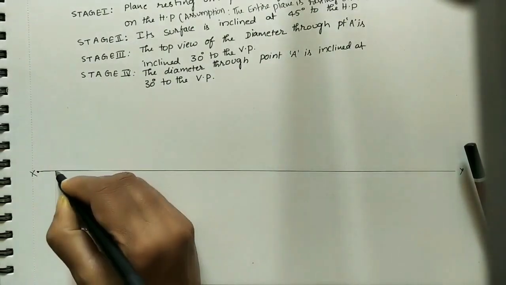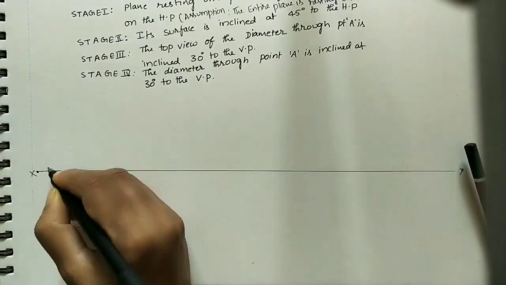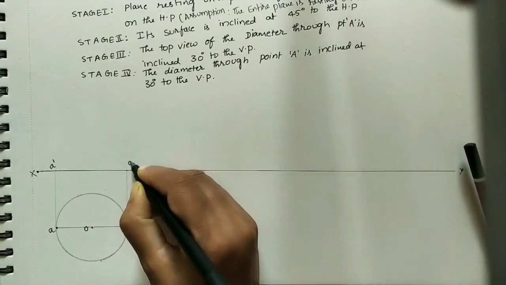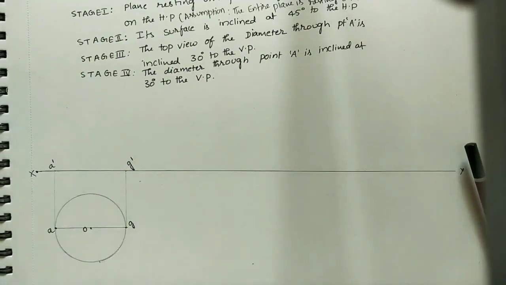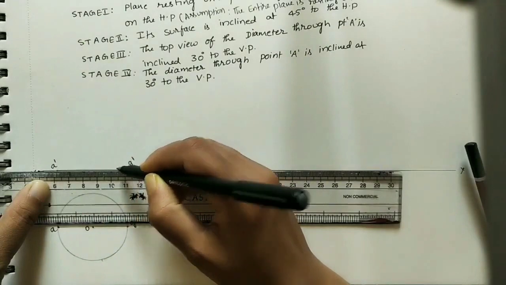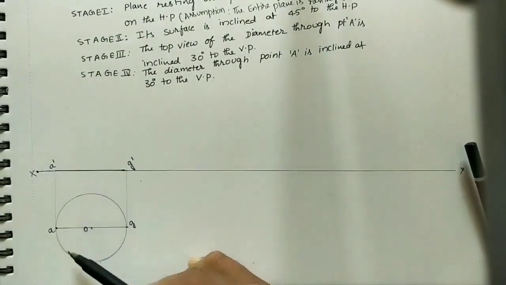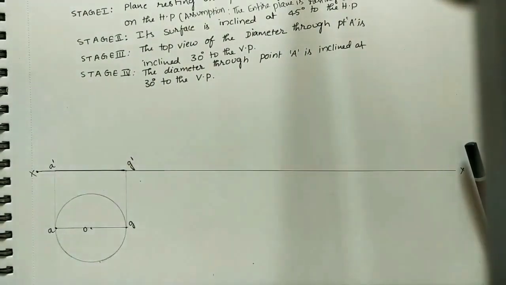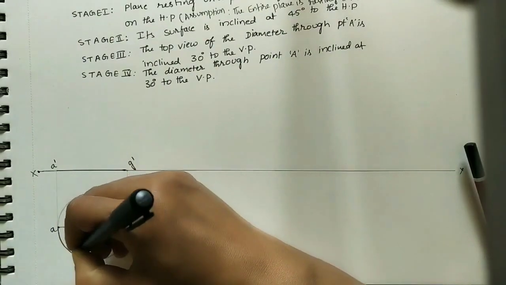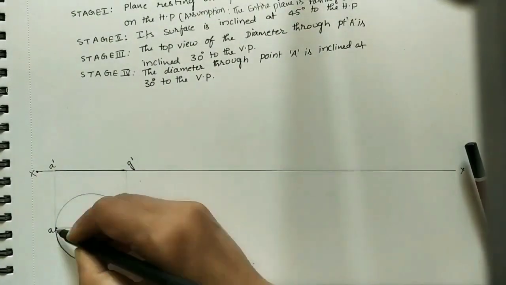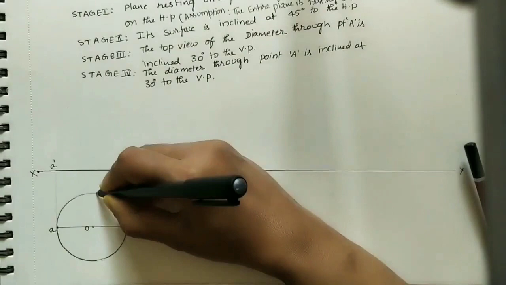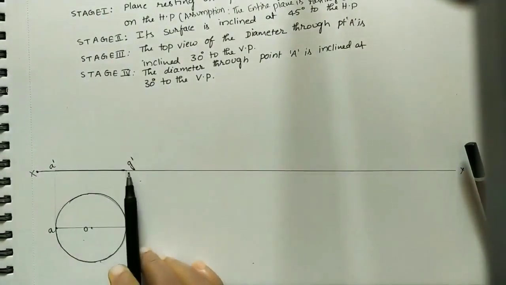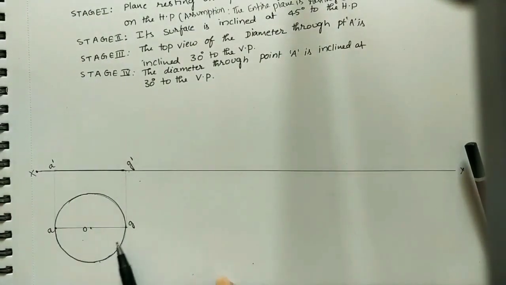Here this gap is the front view. I am marking the front view as A dash G dash. Make it dark. Always remember the front view and top view should be darker in color compared to the projector lines. A dash G dash is the front view and this is the top view.